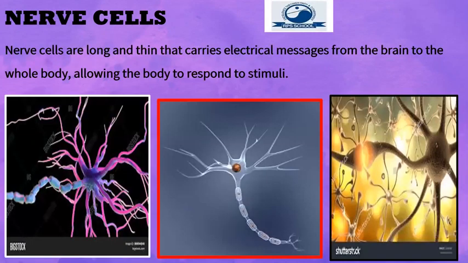Nerve cells. These cells are the smallest functional unit of the nervous system. Nerve cells are usually shaped like trees. They are long and thin and carry electrical messages from the brain to the whole body, allowing the body to respond to stimuli. The nerve cells are long and have projections so that they can make contacts with many other nerve cells and carry messages over long distances. Since nerve cells receive and transfer messages, they help to control and coordinate the working of different parts of a body.